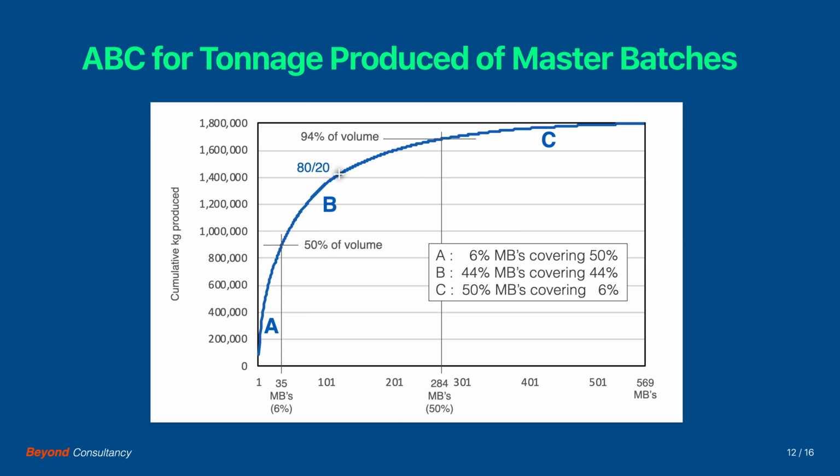6% of the master batches produced exactly half of the total tonnage. They're called the A items. Inversely, the last 50% of the master batches only produced 6% of the total tonnage. They form the C items. The remaining 44% form the B items, and they produce 44% of the total. Note the perfect symmetry in this cumulative distribution. We will investigate this further on the next page.